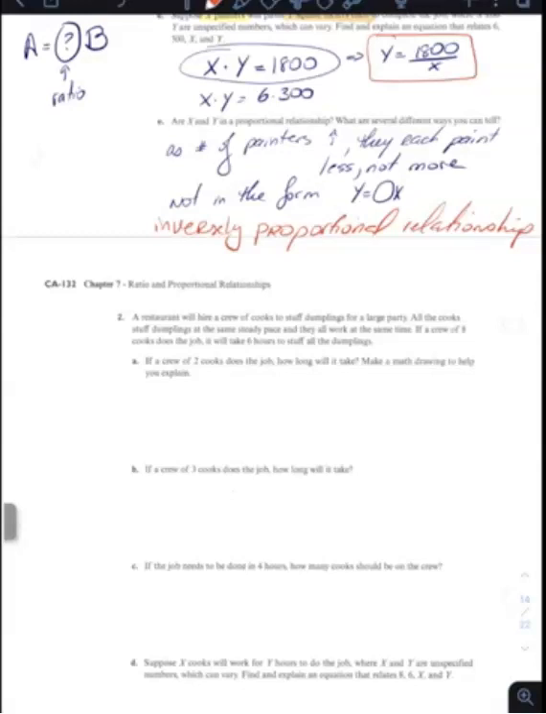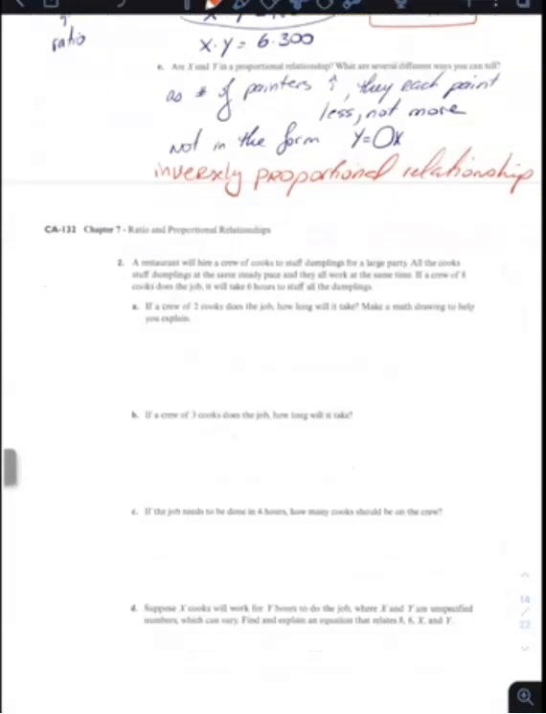Let's take a look at the second question. A restaurant will hire a crew of cooks to stuff dumplings for a large party. All cooks stuff dumplings at the same steady pace, and they all work at the same time. If the crew of 8 cooks does the job, it will take 6 hours to stuff the dumplings. If a crew of 2 cooks does the job, how long will it take? Make a math drawing to explain.